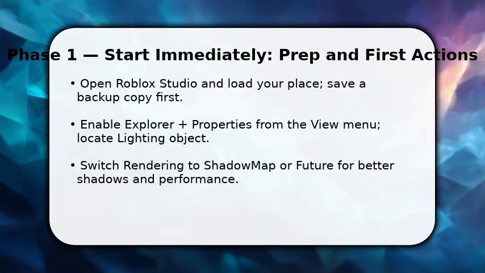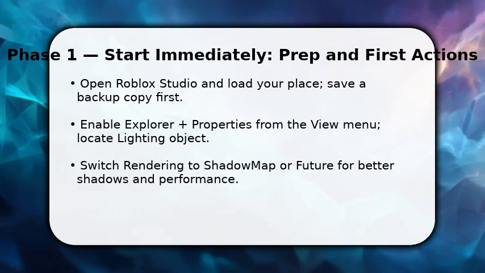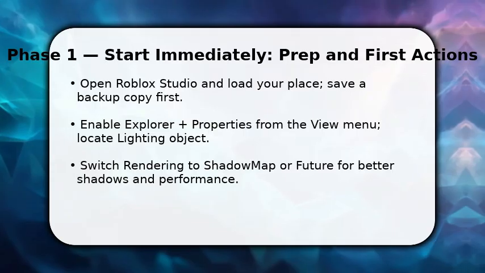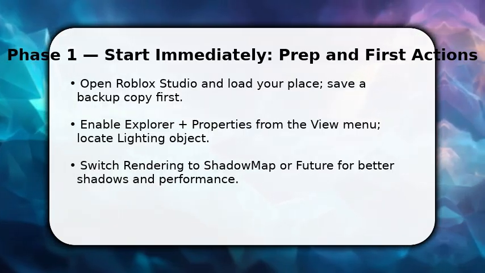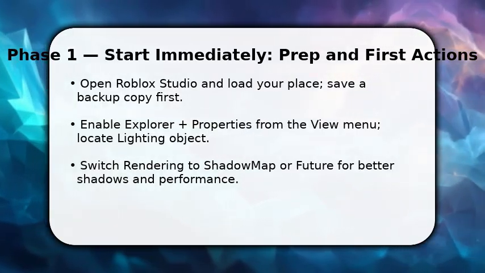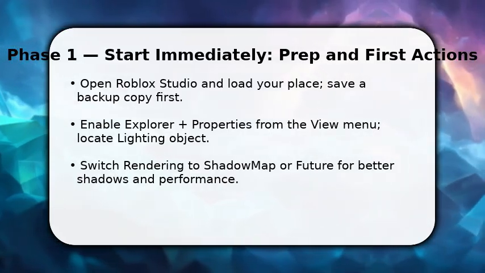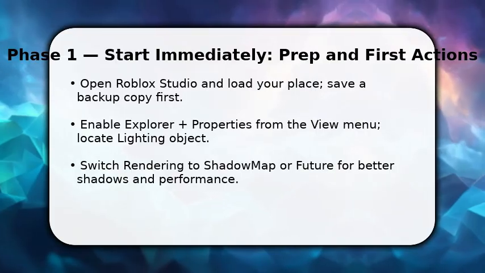You start by opening Roblox Studio and loading the place you will fix so you do not waste time. Make a backup, then open View and enable Explorer and Properties. This lets you find lighting fast. Select Lighting and change the rendering technology to Shadow Map or Future. This improves shadows and realism.